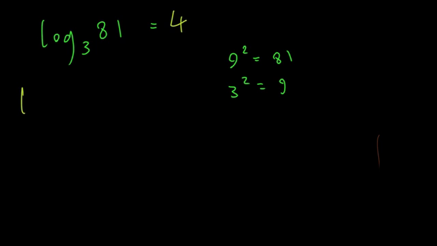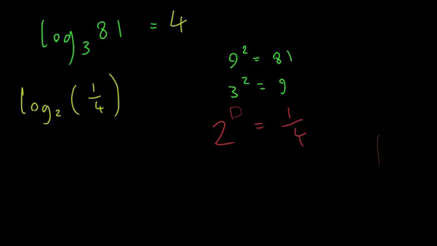Okay, slightly harder one. Log 2 of a quarter. Okay. If you know your indice rules well enough, you should know 2 to the power of something is a quarter. To get the 1 over sign, we want a minus sign in there. And it's going to be minus 2. Okay. Nice.